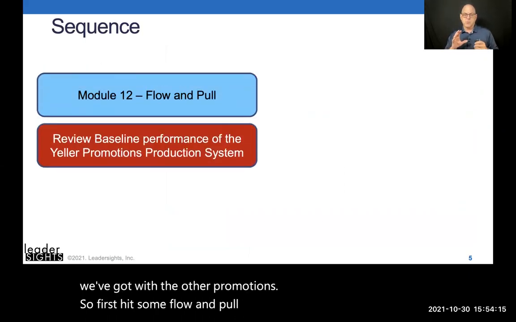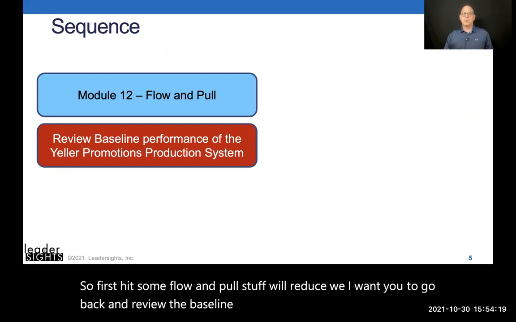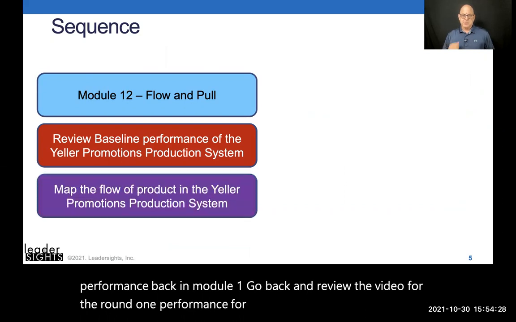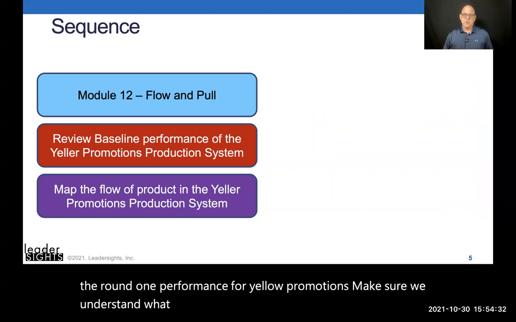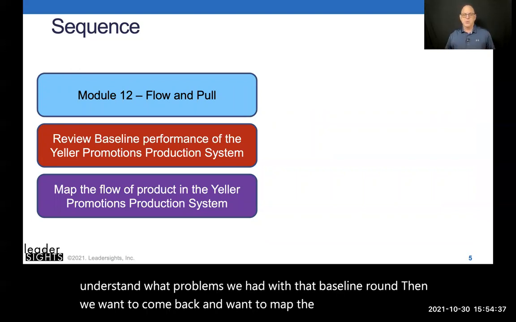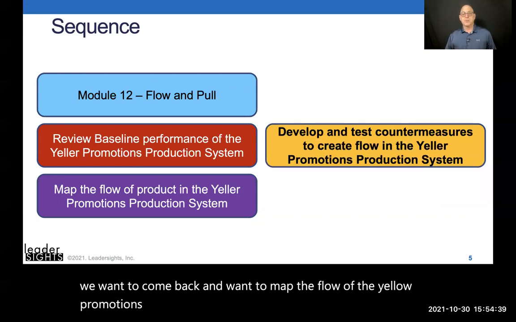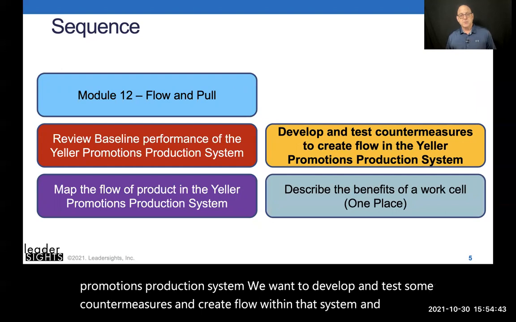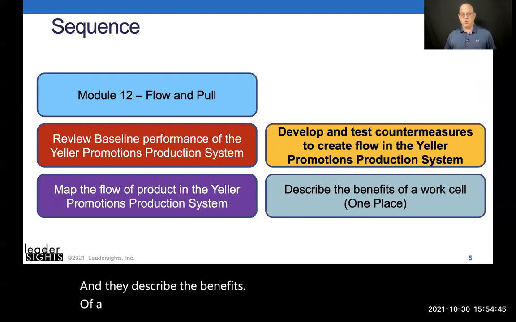I want you to go back and review the baseline performance. So the round one performance back in module one, go back and review the video for the round one performance for Yellow Promotions. Make sure we understand what problems we had with that baseline round. Then we want to come back, we want to map the flow of the Yellow Promotions production system. We want to develop and test some countermeasures and create flow within that system, and then describe the benefits of a work cell, doing work in one place.